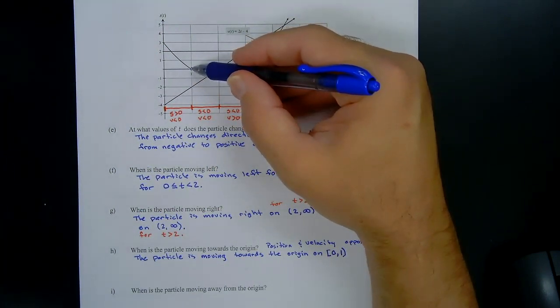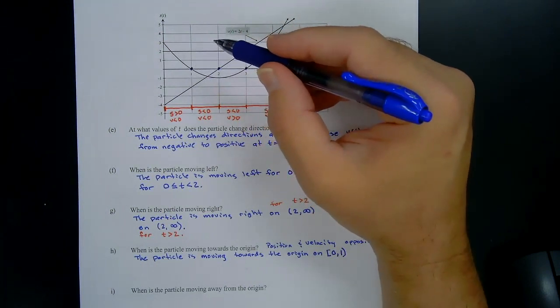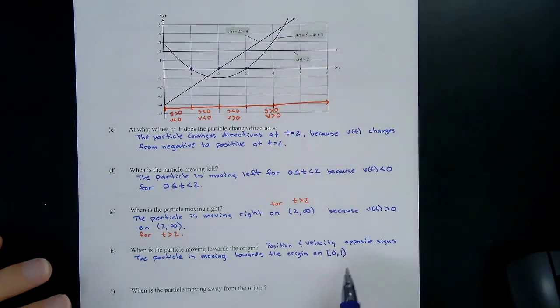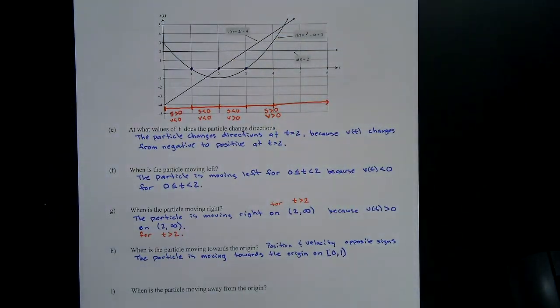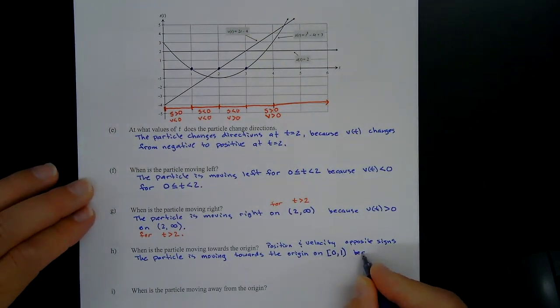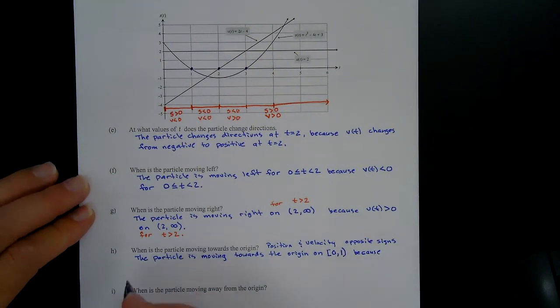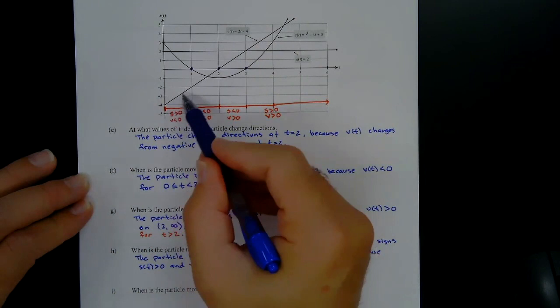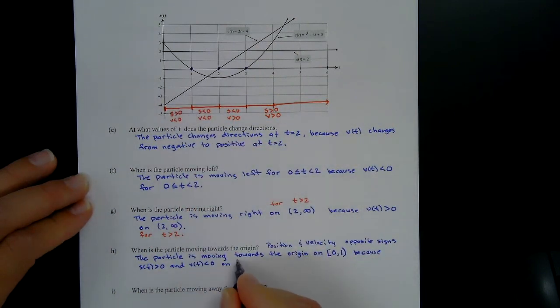So wherever it's 0, either the position or velocity, you're not going to include it. If they don't fit the situation, then you're not going to include it. That's going to be really important. So we're saying this one because position S of t is greater than 0 and V of t is less than 0, right? On the interval 0 to 1.